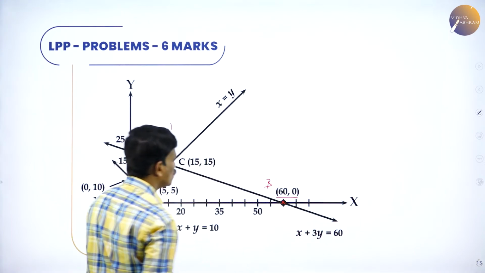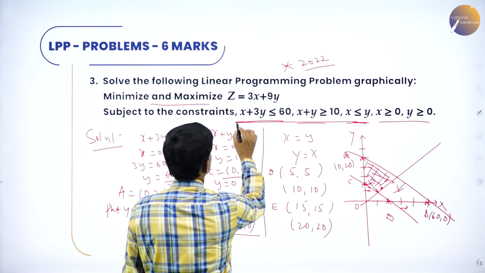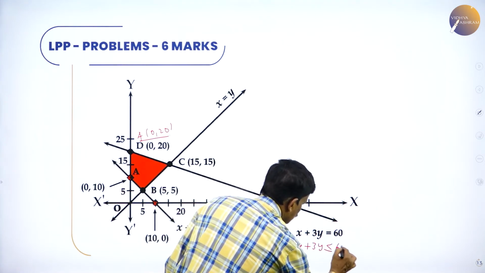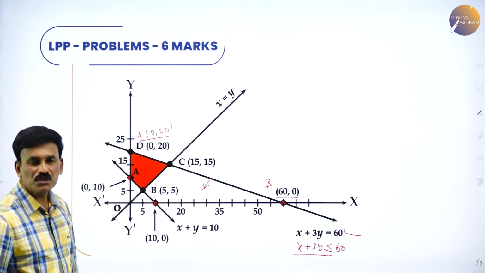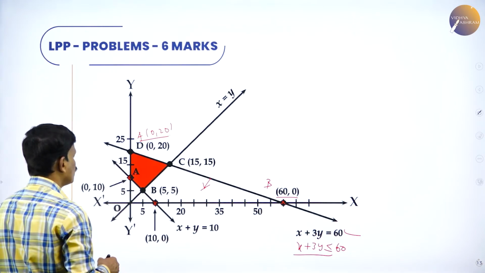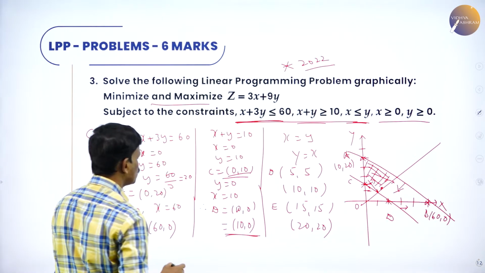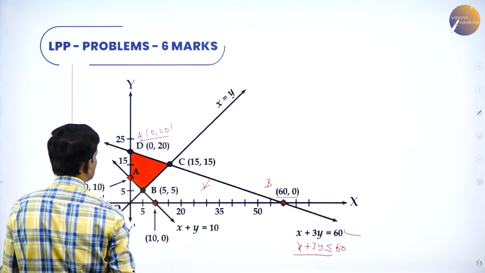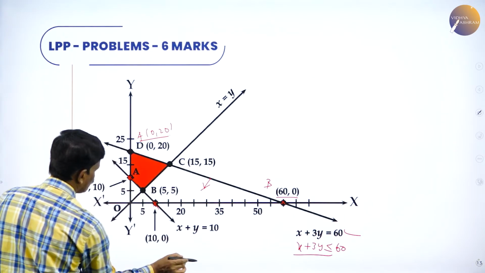This is the line. What is the condition given here? x plus 3y is less than or equal to 60. Less than or equal to 60 means the feasible region is towards the origin. Now the second equation. For C and D we have (0, 10) and (10, 0). x is 0, y is equal to 10. This is one point. And D (10, 0) is another point. So a straight line like this.